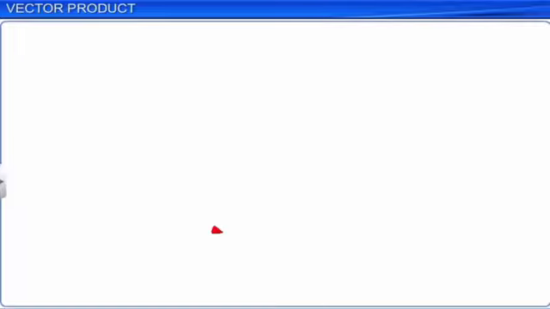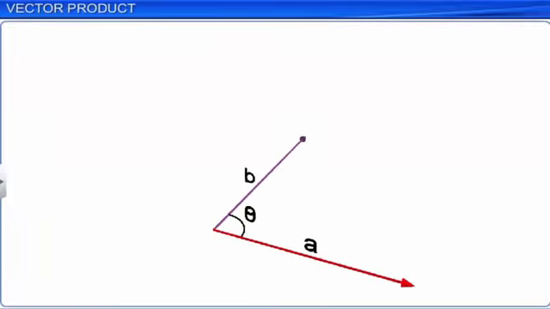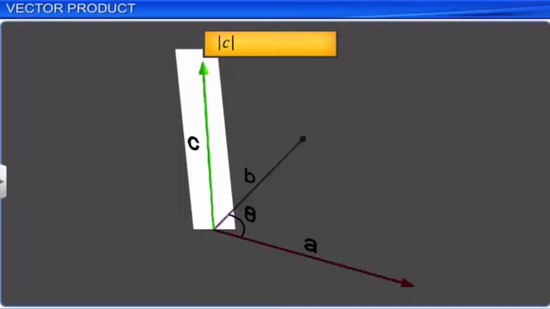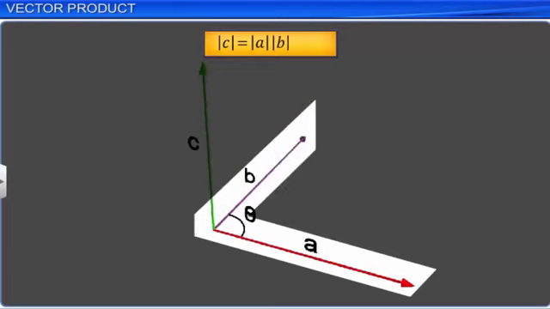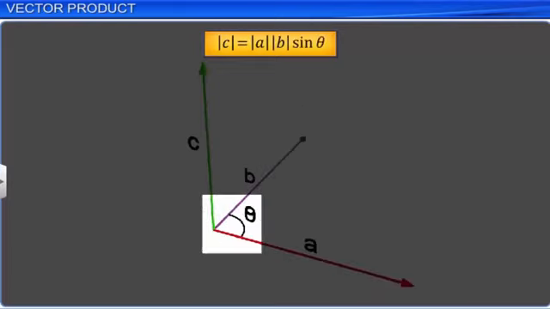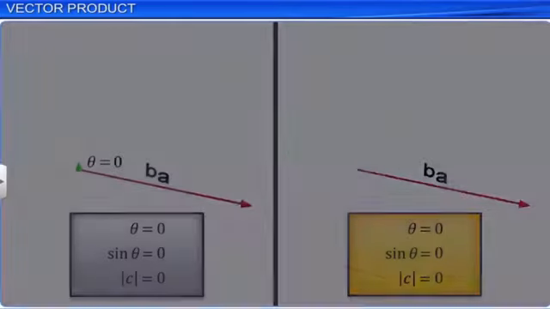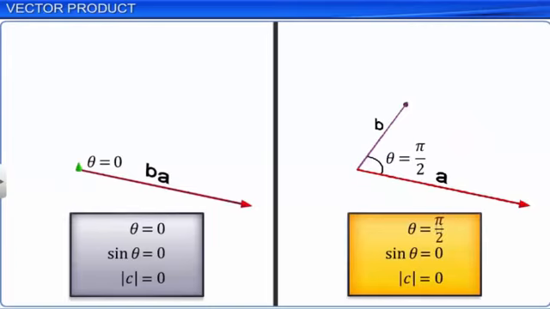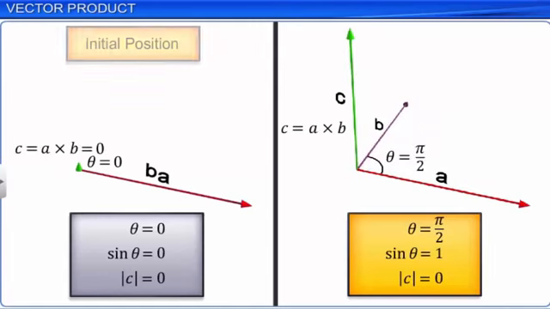If the product of two vectors A and B is a vector C, then C is called the vector product or cross product of A and B and is read as A cross B. The magnitude of the vector product C is equal to the product of the magnitudes of vectors A and B and the sine of the angle theta between them. When the value of theta changes from 0 to pi by 2, the value of sine theta changes from 0 to 1, and hence the magnitude of a cross product changes from 0 to AB.